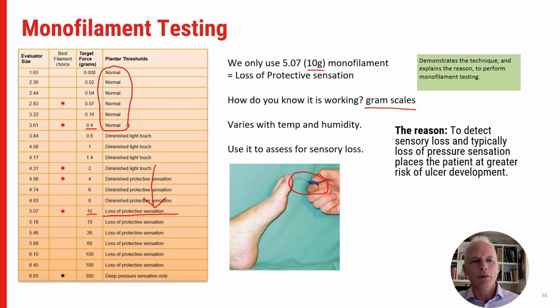So when we look at those studies, they're all done where the patient has been sitting there for half an hour, and their body has got used to a certain temperature, and that's typically 25 degrees, and it's done in that nice controlled environment, which is not the same as when you're in clinic. So when we look at your neurological exam, again, explaining the reason why you do a monofilament test: it's to detect sensory loss, and typically loss of pressure sensation, which places the patient at greater risk of ulcer development. So that's why you're doing this particular test.